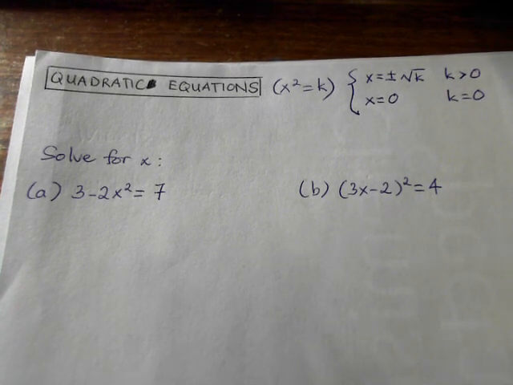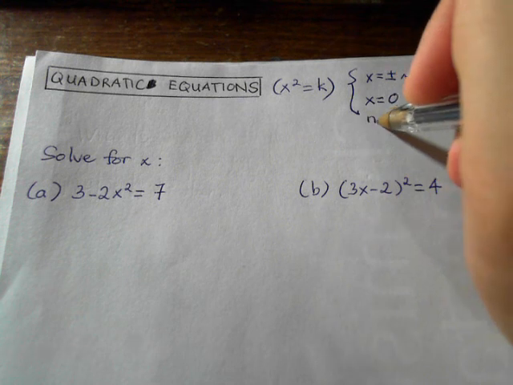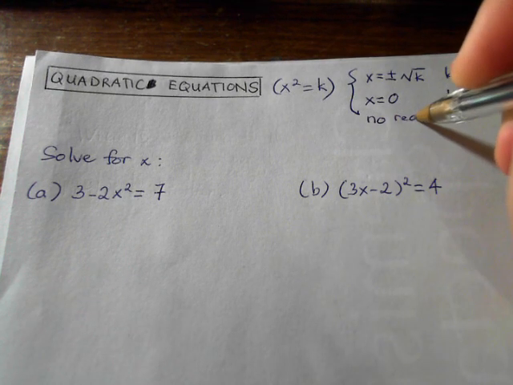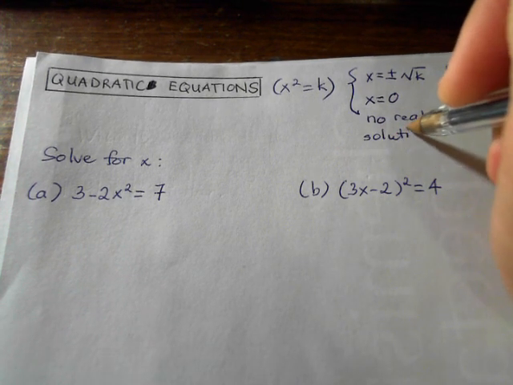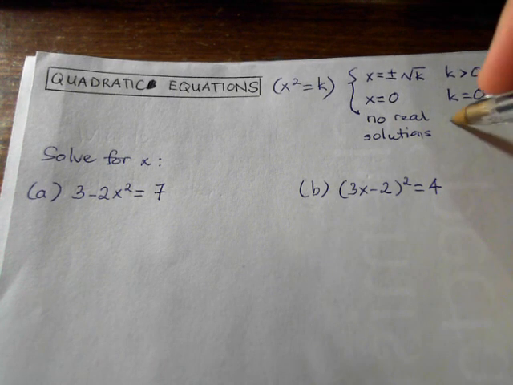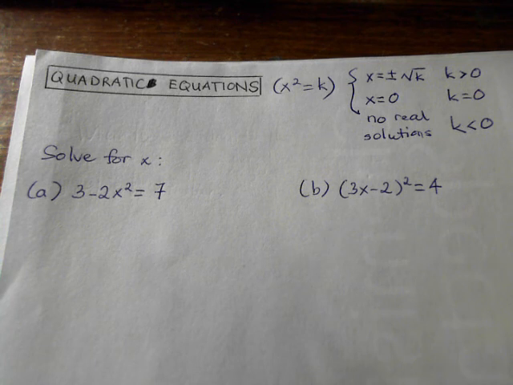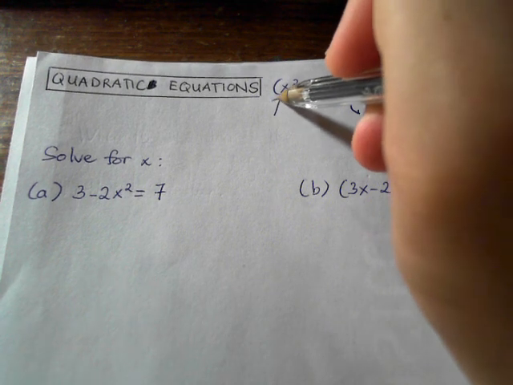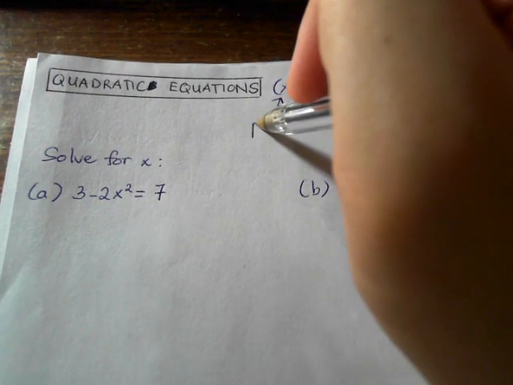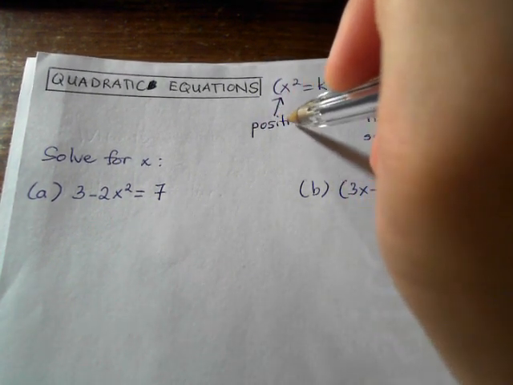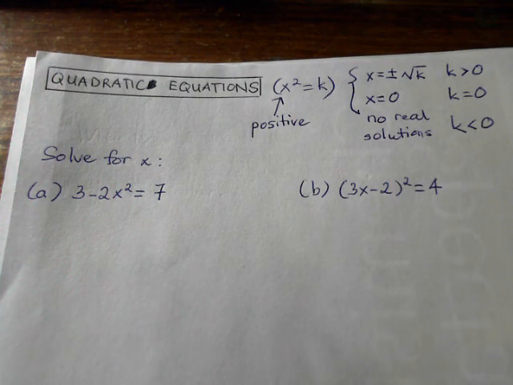Now what if there are no real solutions? If there are no real solutions, we say that k is less than 0. In the form of x squared equals k, we must always make sure that x squared here is positive, because it is easier to solve if we have just the positive number on its own.